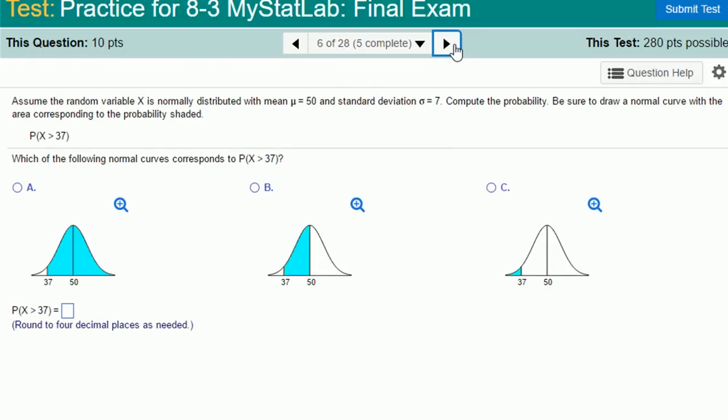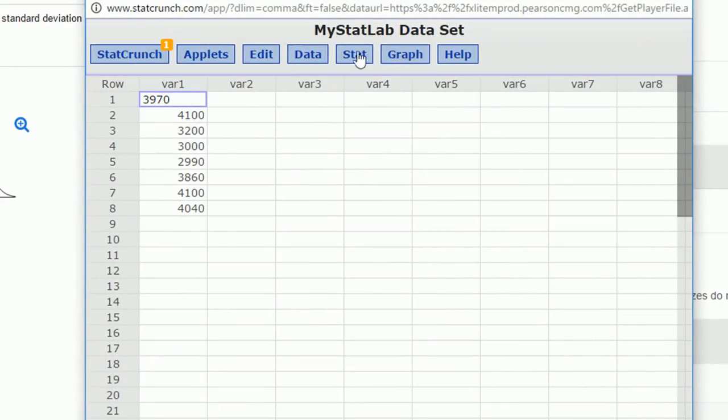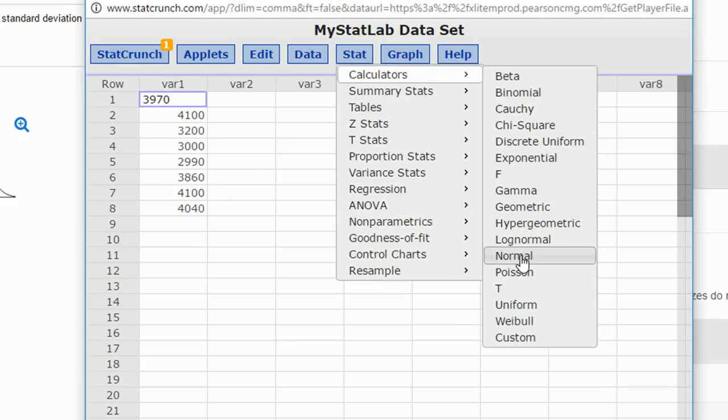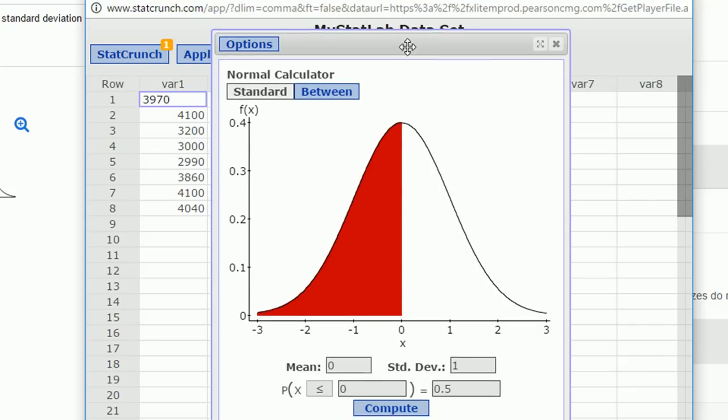Assuming a random variable x is normally distributed with a mean of 50 and a standard deviation of 7. Compute the probability, and be sure to draw it. So I'm going to go to StatCrunch and open up a stat calculator, a normal probability calculator, since we're asked to calculate a normal probability. You get a picture that looks very much like that.